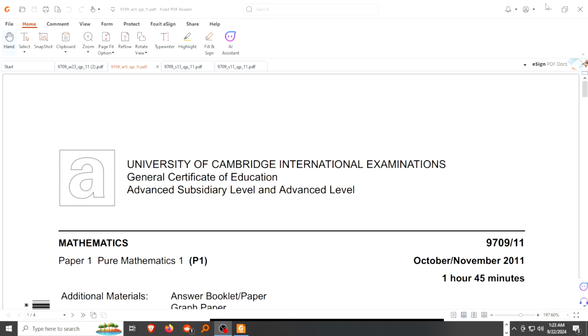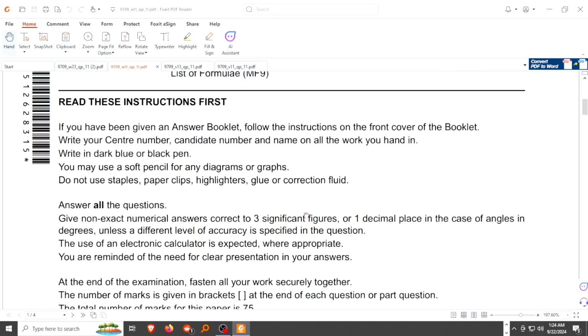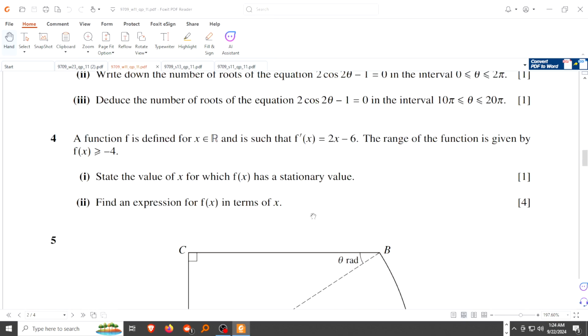Hello students, this is the first series of considering Paper 1, Pure Mathematics 1. The code is 9709/11 and I'll be looking at the topic of quadratics. In this paper we find quadratics. This paper was taken November 2011 and the question of interest in this particular paper is question 9.